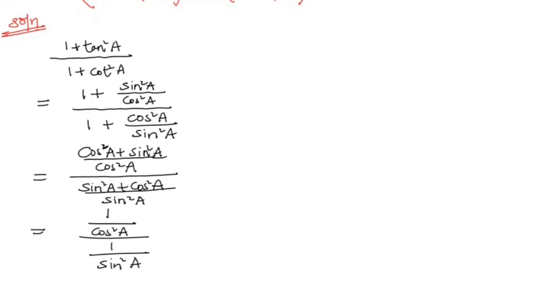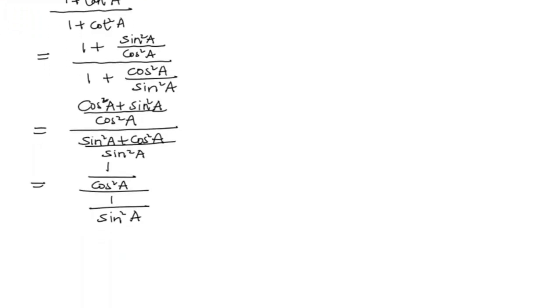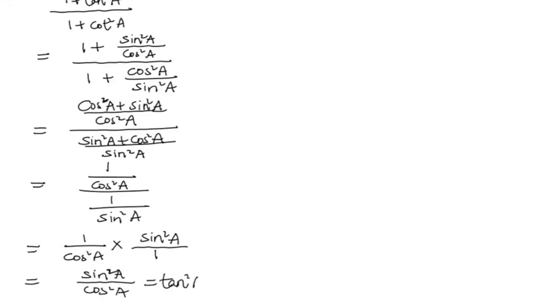Now if you change the value, what you will get? We can write 1 by cos²A. If you multiply this, sin²A will go up and downside you will get 1. So now cross multiply, we will get sin²A divided by cos²A. Now if you remember, sin²A by cos²A is tan²A. So we got the value tan²A.